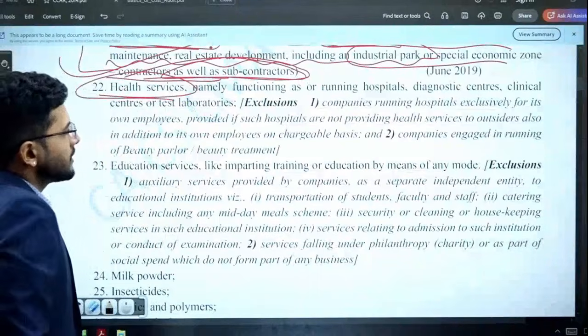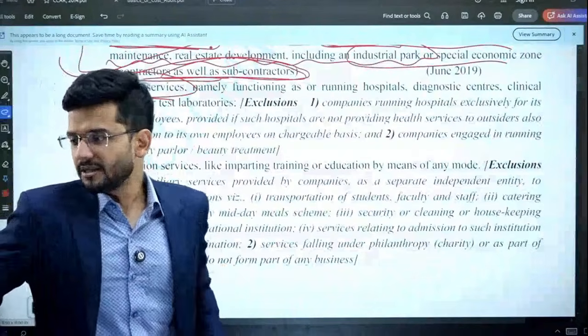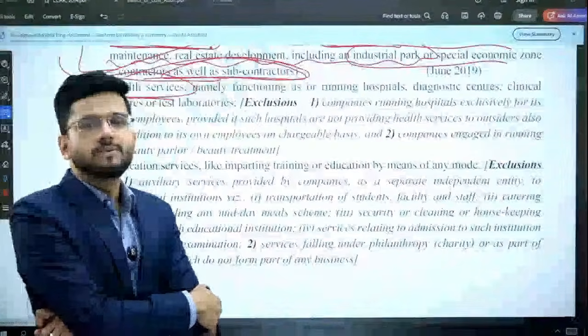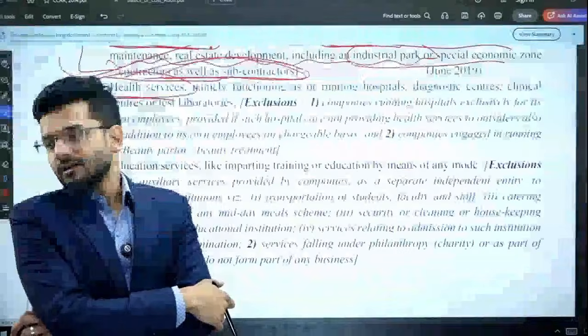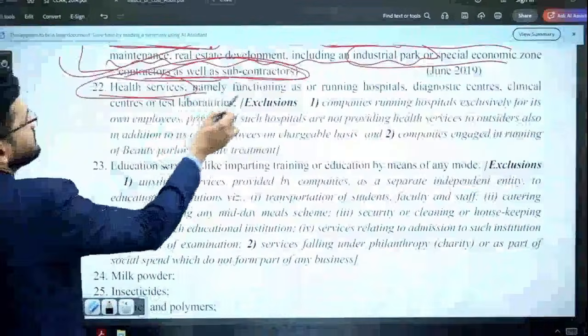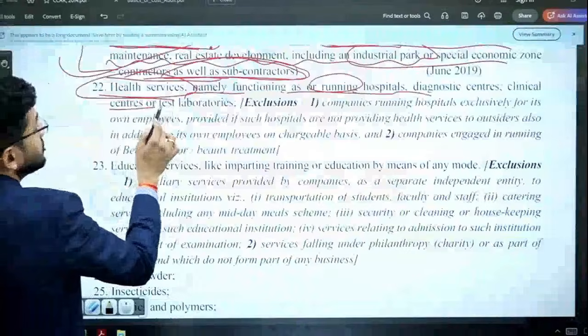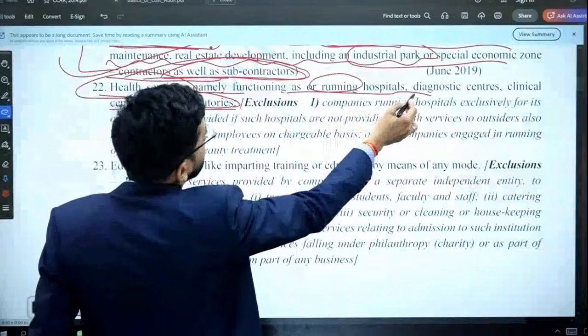Then we have the health services, and yes, all my female students, all my girl students will be happy after reading this particular clause because it has got a beautiful exemption for all the girls out here. Health services, namely functioning and running of hospitals, diagnostic centers, clinical centers or test laboratories. So everything is included over here.